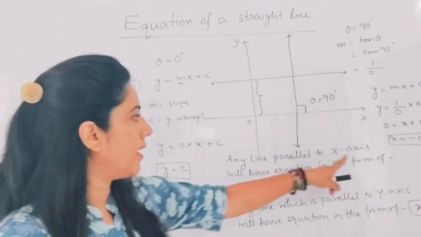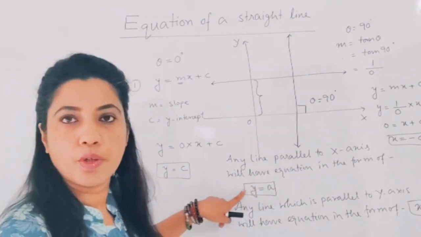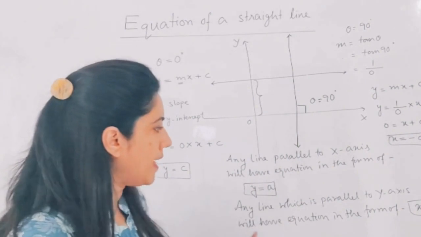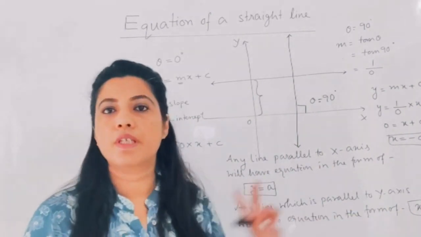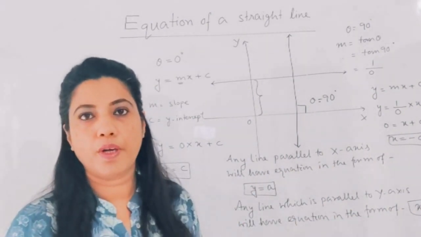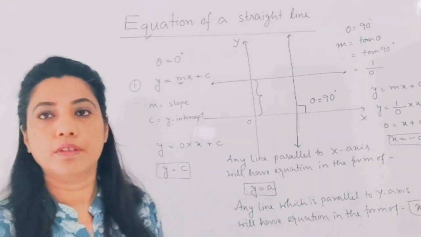So if it is parallel to the x-axis, y is equal to a. If it is parallel to the y-axis, x is equal to b. We just have to remember this much. Okay. Let us see the sums based on this.